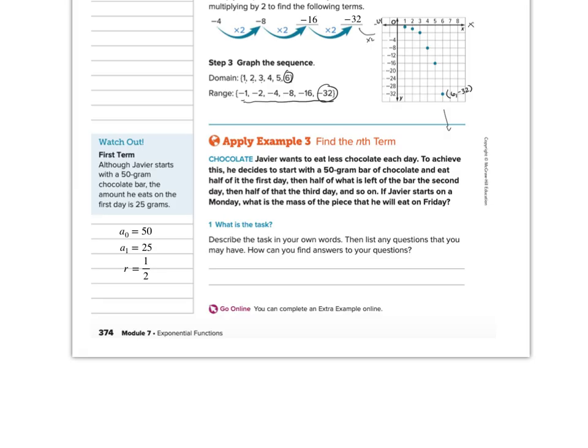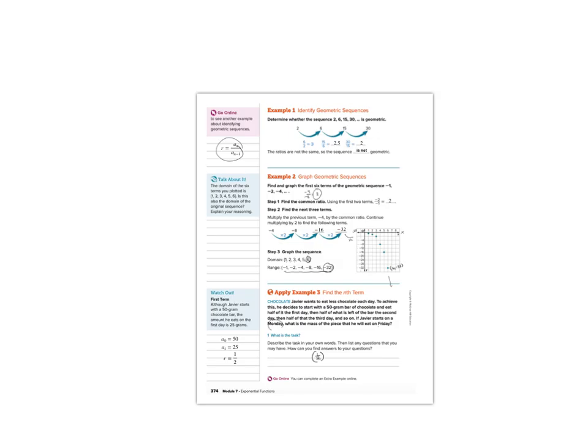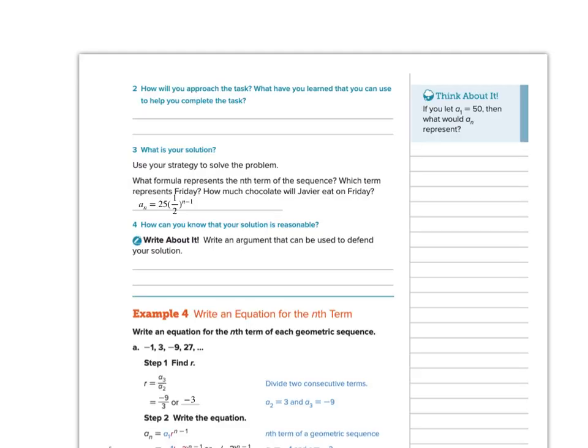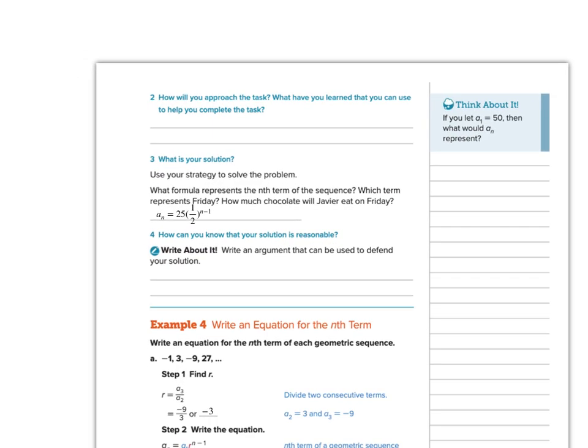Let's see, so looking at that, describing the task, we sort of talked about it. Another thing to think about: if we're going from Monday to Friday, he is going to be taking one half of that over 5 days. So we have to think of that, utilize those ceilings. And then if I start with 25 being that first increment after I've started, what would that represent? What formula represents the nth term of the sequence? Which term represents Friday? How much chocolate will Javier have left?